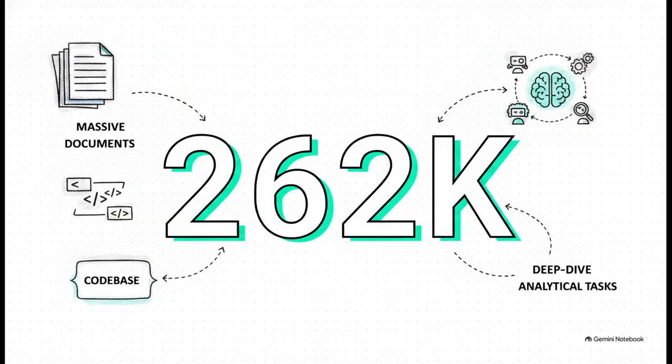But hey, what if you're not just writing a quick email? For massive documents or entire code bases, you need serious horsepower. Enter Kimi AI. This thing has an astounding 262,000 token context window. To put that into perspective, it can process hundreds of thousands of words in a single go. That is basically several novels at once, all while running up to 300 sub-agents to do the heavy lifting for you. It's built exactly for those massive, deep-dive analytical tasks.